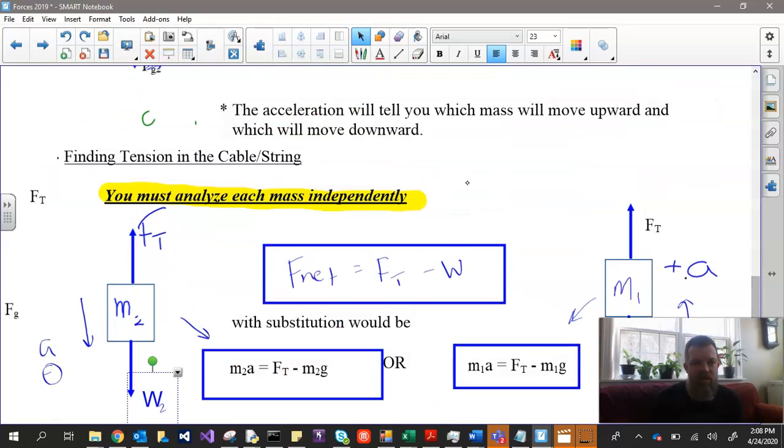That is the summary of what you need for two hanging masses of an Atwood machine. I'll make another video for the one on a surface in a moment.